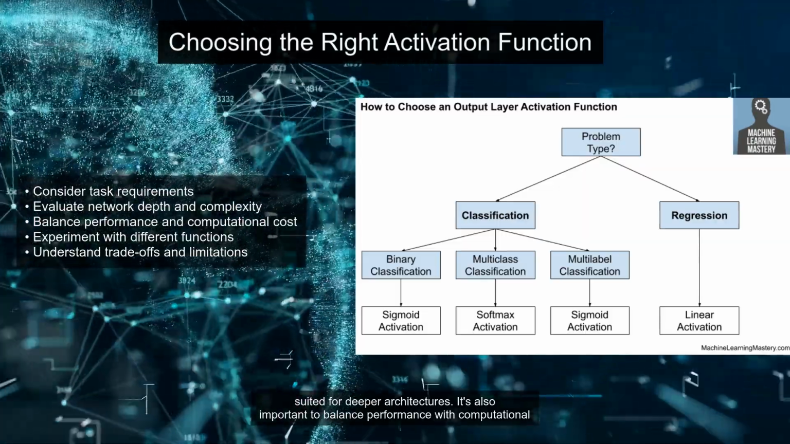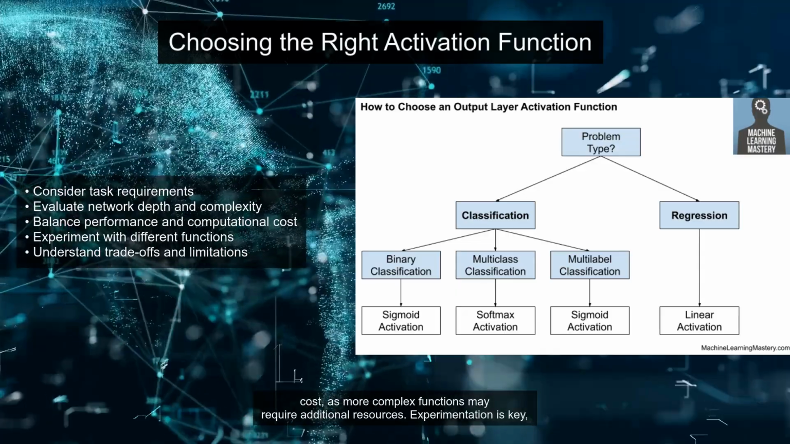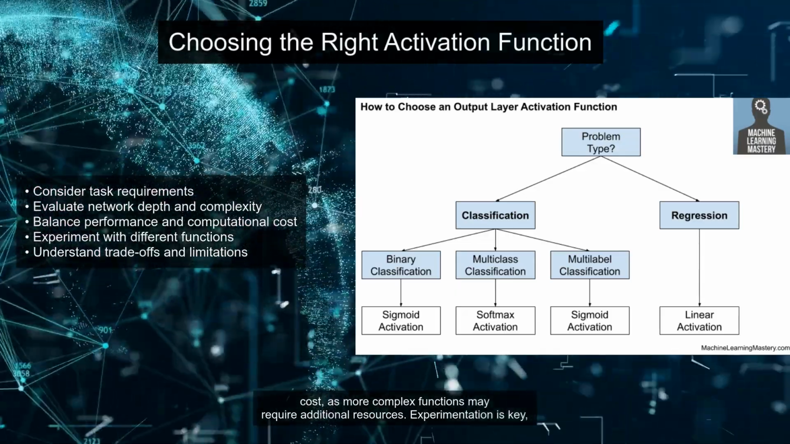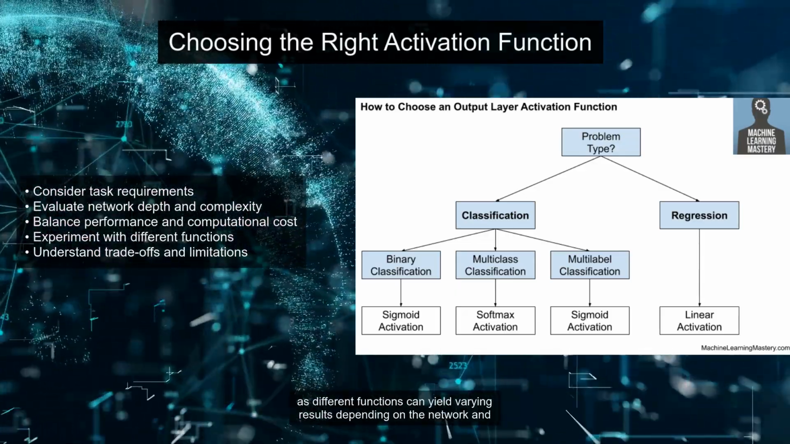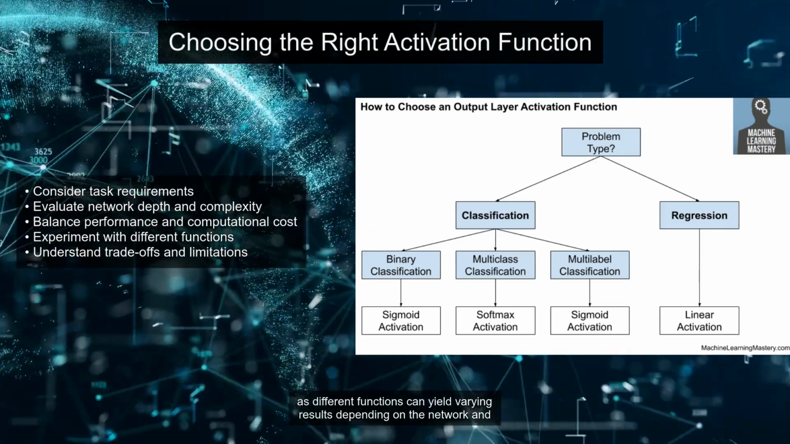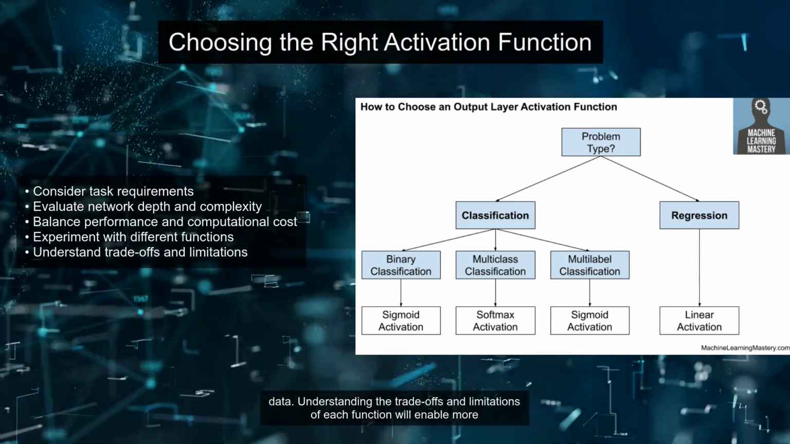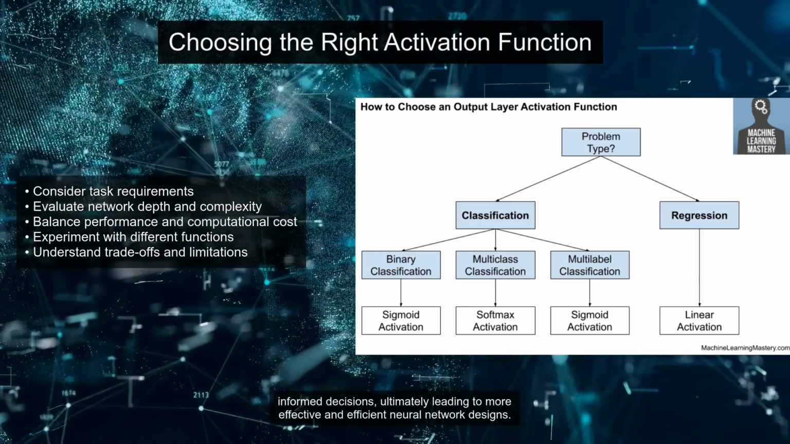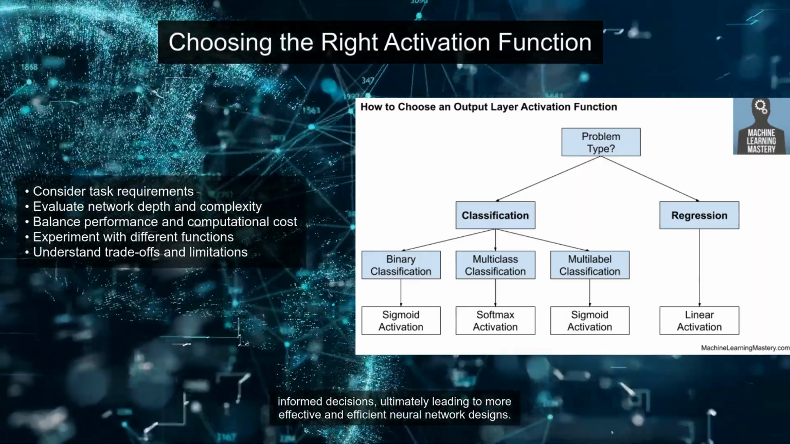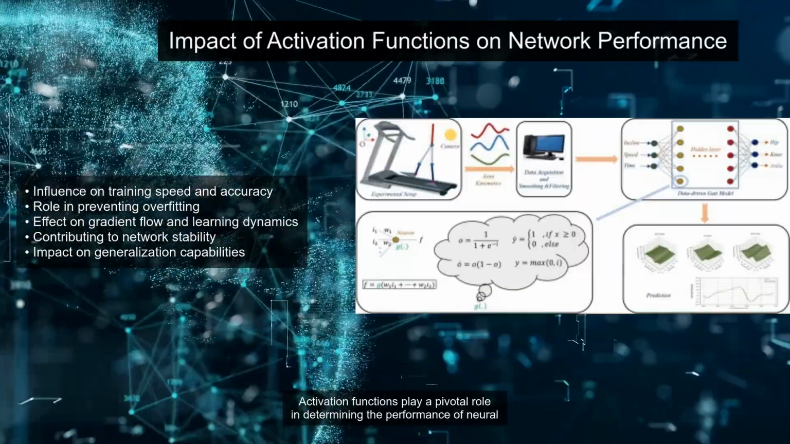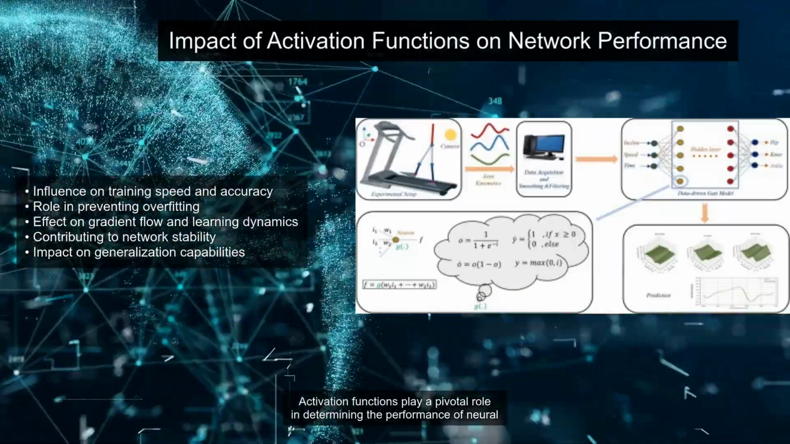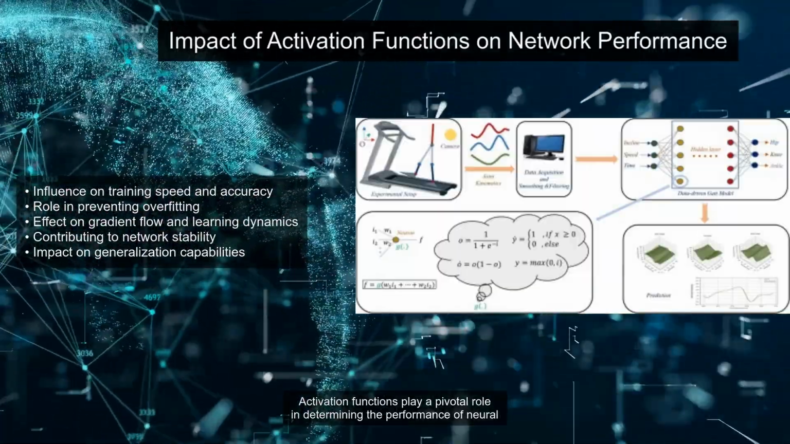It's also important to balance performance with computational cost, as more complex functions may require additional resources. Experimentation is key, as different functions can yield varying results depending on the network and data. Understanding the trade-offs and limitations of each function will enable more informed decisions, ultimately leading to more effective and efficient neural network designs.